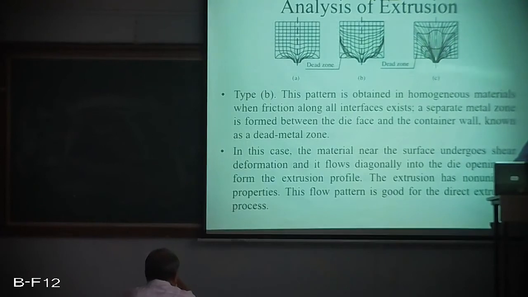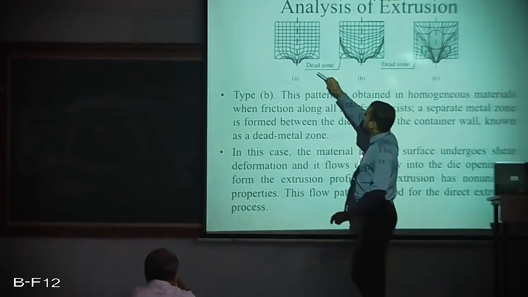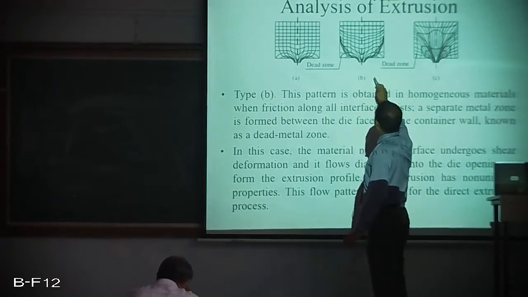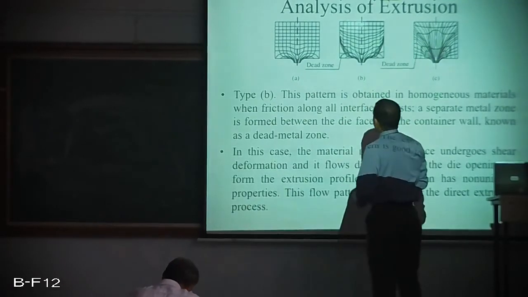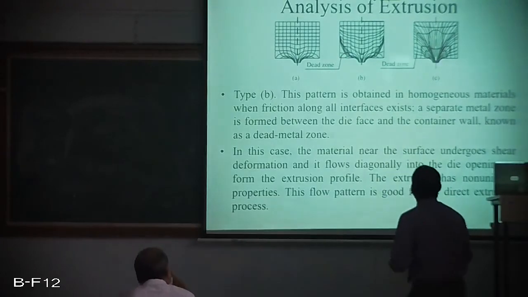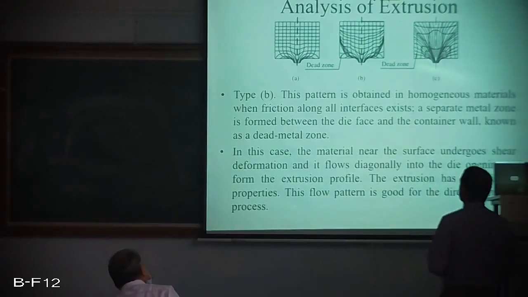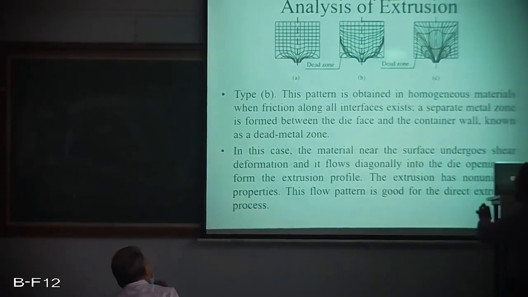So next, over here you can see there is a little amount of friction, whereas over here in B, there is a lot of distortion. So this pattern is obtained in homogeneous materials when friction along all interfaces exists. So you cannot completely eliminate friction. There will be some amount of friction.